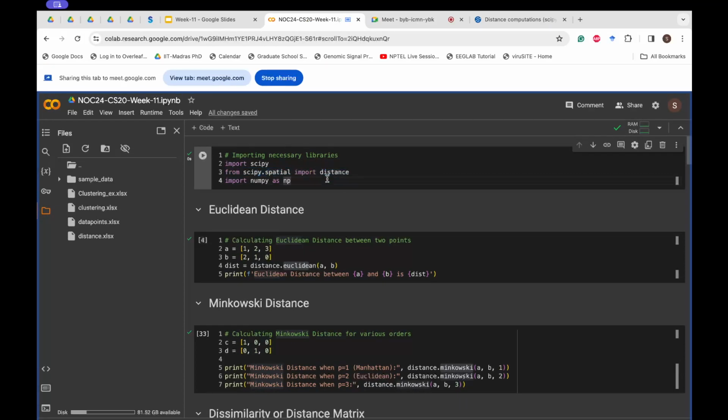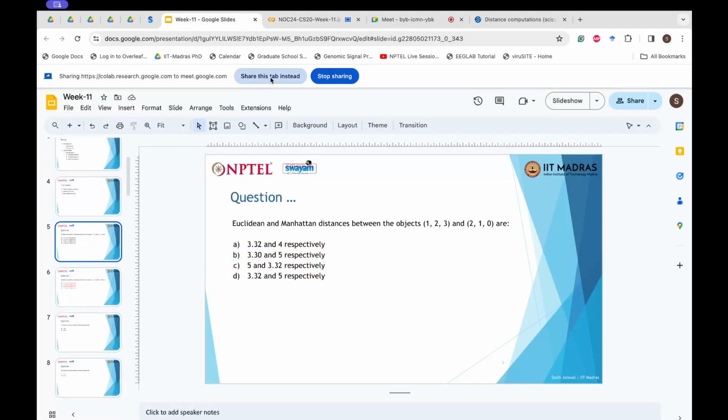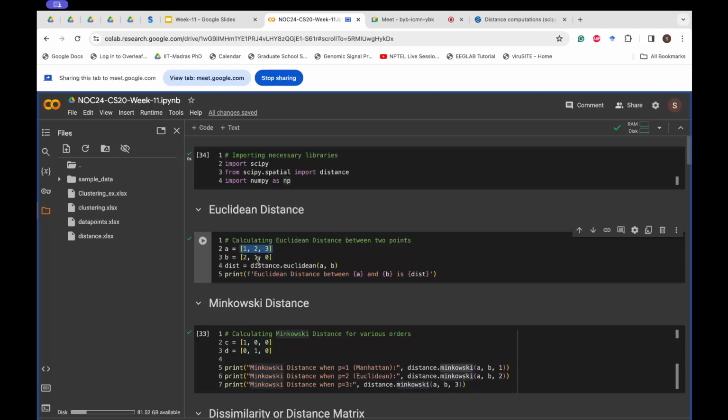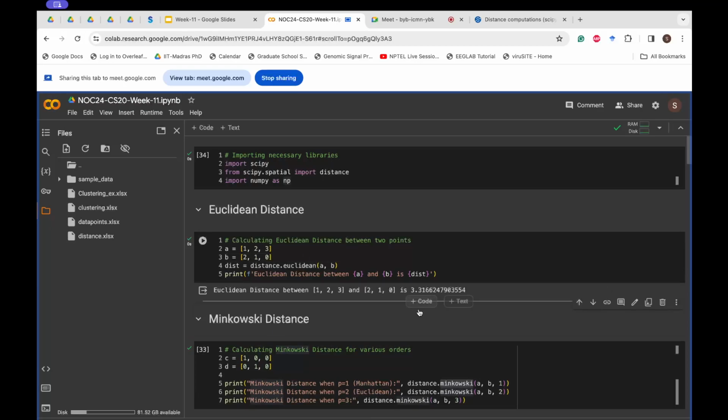In this case, we are mostly interested in Euclidean distance, Manhattan distance, and the generalization of that, which is Minkowski distance. So let's say we have these 2 points. These are the same points that we had in the question: 1, 2, 3, and 2, 1, 0. I have represented these points as lists and am passing these lists to this particular function, distance.euclidean. So let me just run this. Internally it computes 1 minus 2 square plus 2 minus 1 square plus 3 minus 0 square to the power 1 by 2. Okay, so that's what is happening over here.